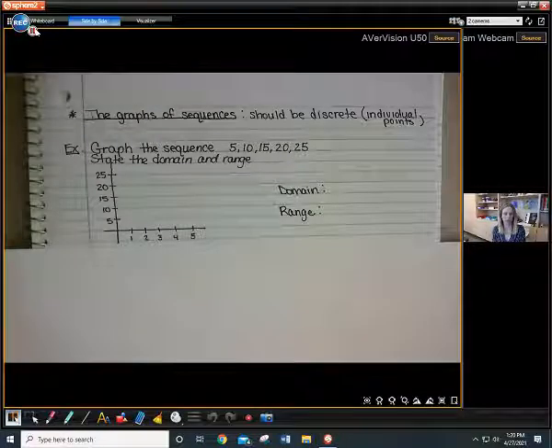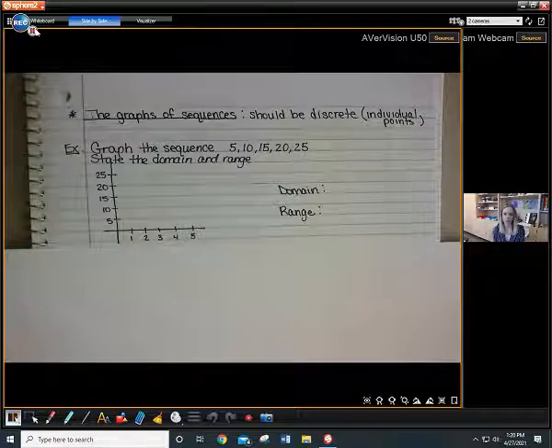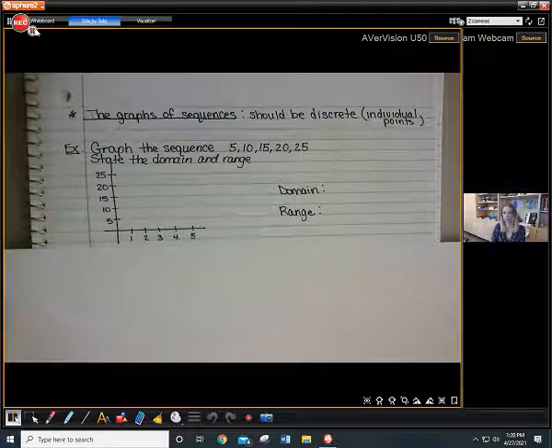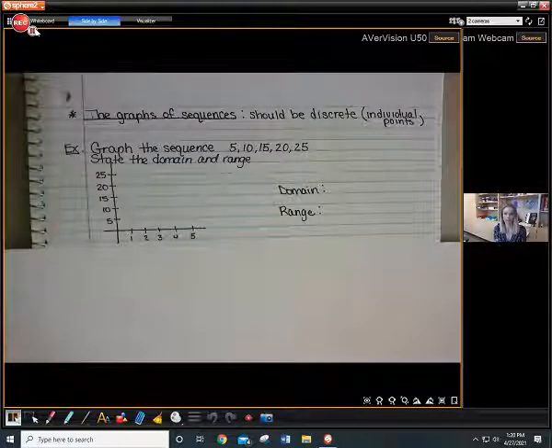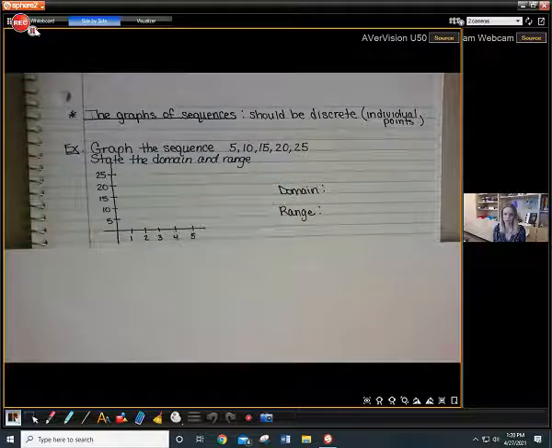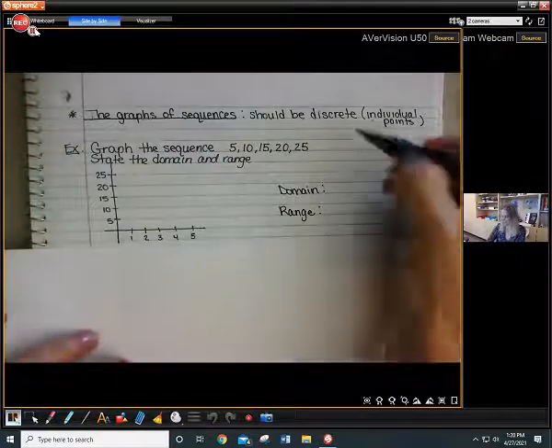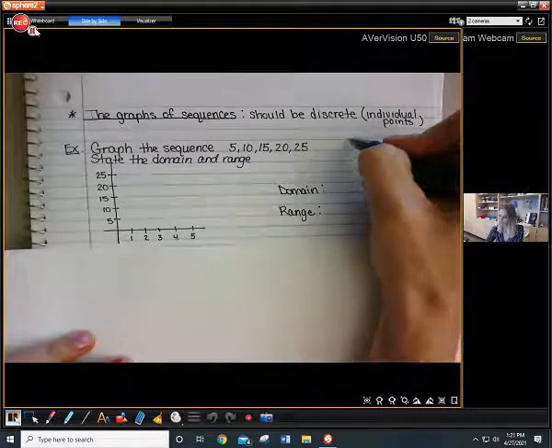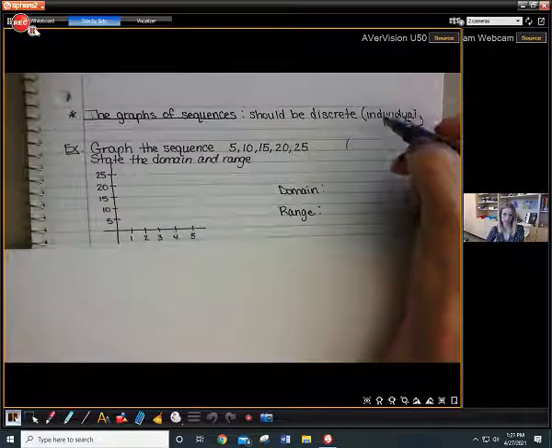All right, so let's take a look at the graphs of sequences. Whenever you graph these, they should be discrete, and what that means is they should just be individually plotted points. You're not going to connect the lines. So if I say let's graph the sequence, and they give me 5, 10, 15, 20, 25, I can write that as ordered pairs. So remember that the n is the position number.